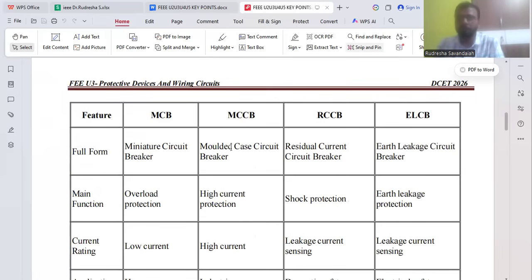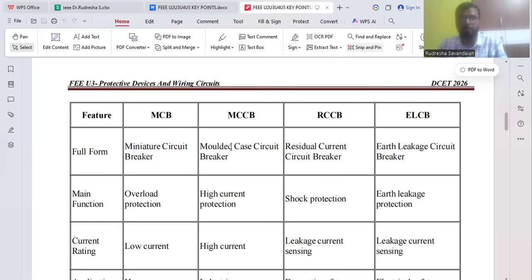Full forms. MCB, miniature circuit breaker. MCCB, molded case circuit breaker. RCCB, residual current circuit breaker. ELCB, earth leakage circuit breaker. This is very important.